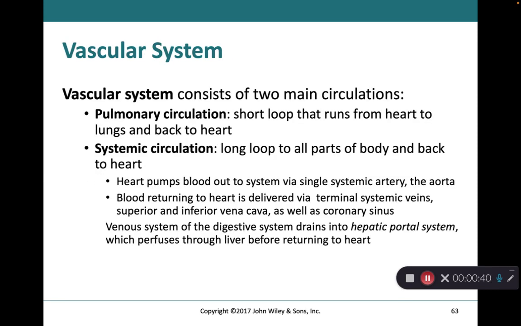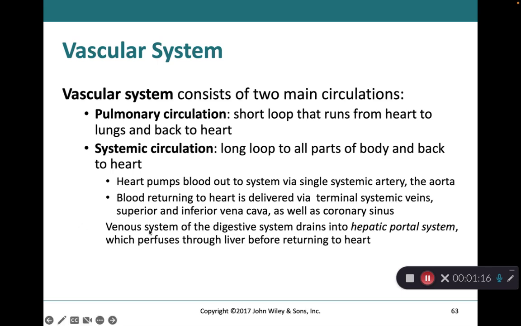So the two main circulations in the vascular system are the pulmonary circulation, which runs from the heart to the lungs and back, and systemic to the rest of the body, so all parts of the body and then back to the heart. This whole system starts from the aorta, and then branches off of the aorta, including the descending aorta. Blood returns to the heart via veins. Arteries take blood away from the heart, veins return blood to the heart.